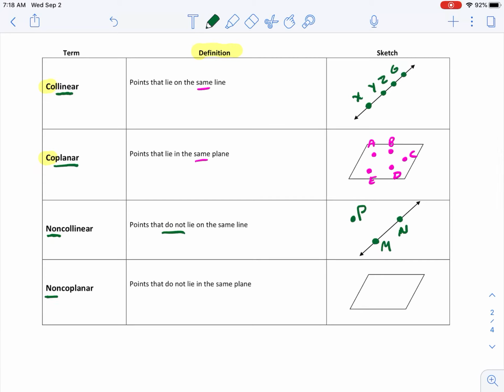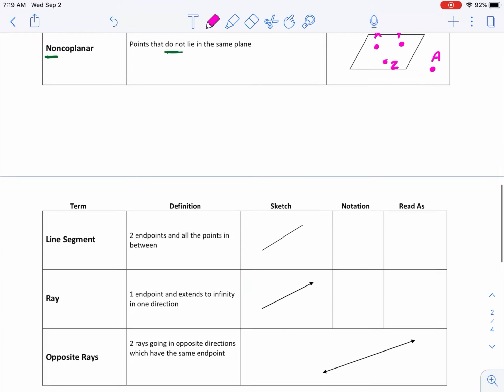And I'm sure that you guys can intuitively pick up that non-coplanar points will not lie on the same plane. So I'll go back to my pink. Point, point, point. Make sure we always have 3 in our plane. We'll call those X, Y, and Z again. And over here, this point A would be non-coplanar with the rest of the points.